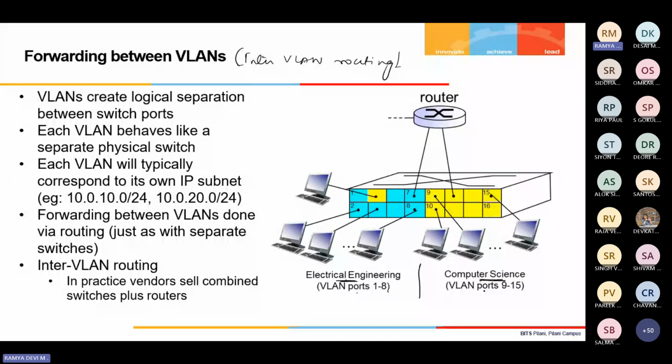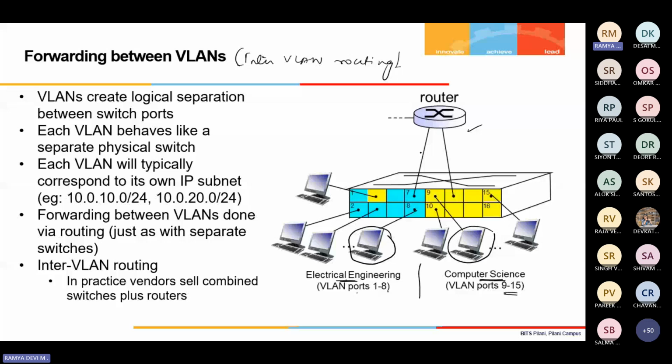So if I want to send the packets from one virtual LAN to another virtual LAN, it can be done with the help of a router only. That's the reason these two ports are connected to a router. So this system in the electrical engineering department can route the packets to the computer science department with the help of a router. Okay, only through the router it can be sent. Directly, with the help of a switch, it cannot send the packets. Through the router only it routes the packet.